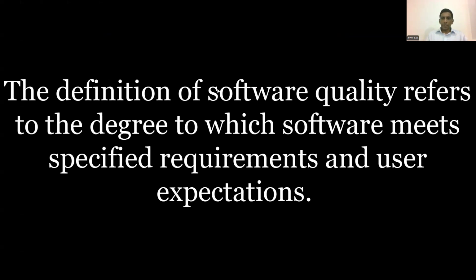If you look at a definition, what is software quality assurance? It refers to the degree to which software meets specified requirements and user expectations. So it's about the percentage, for example. There is a certain number of requirements and user expectations. If that is, let's say, 100, quality assurance makes sure you are close to 100 or at 100.